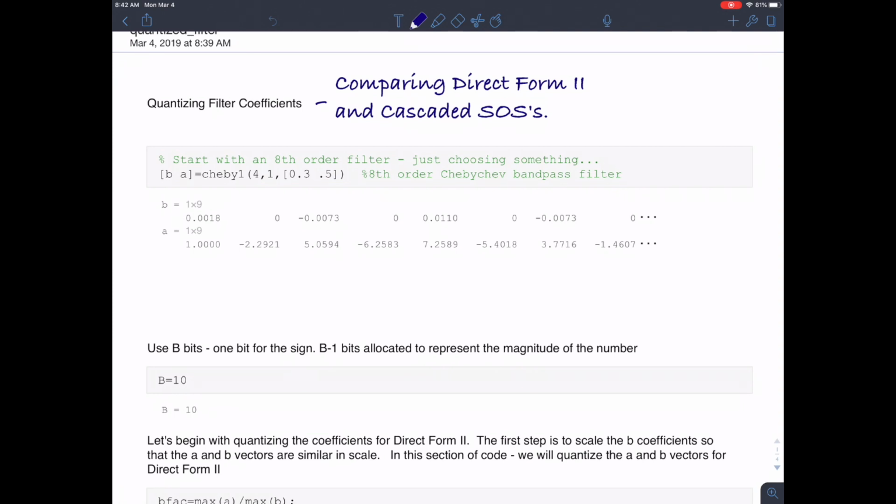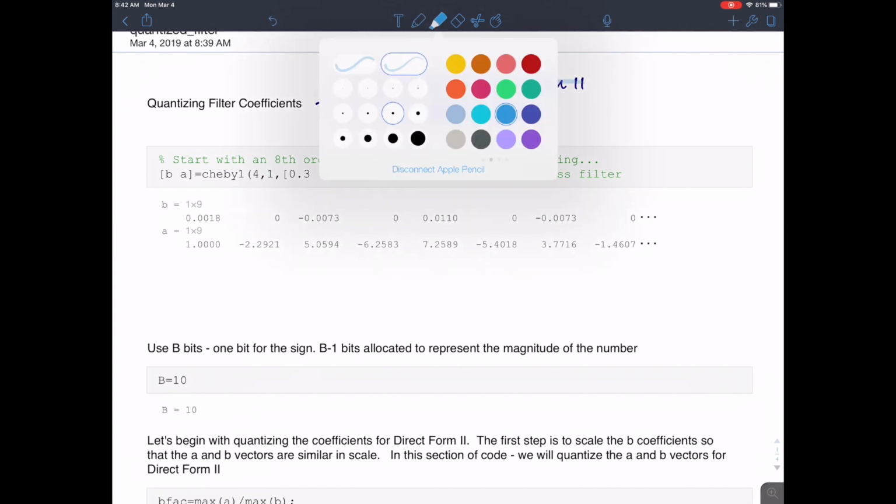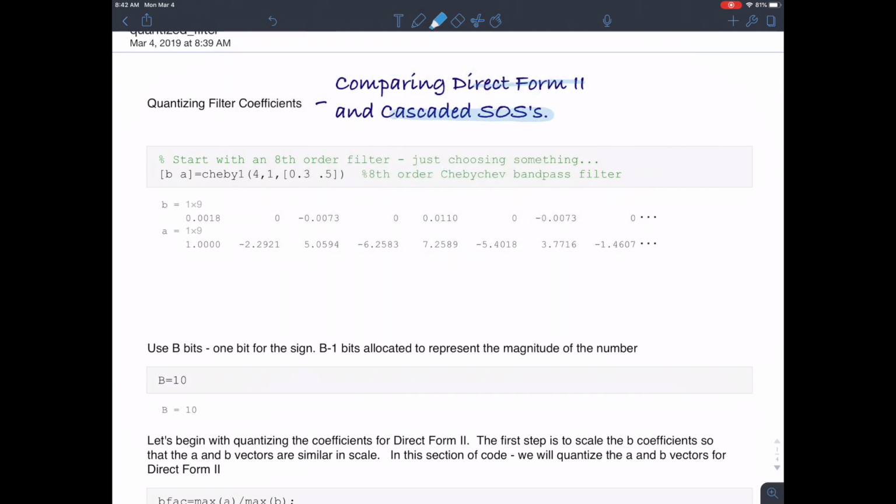Okay, in this video we're going to talk about some MATLAB code that I use to compare a direct form 2 realization with cascaded second order sections of the same filter coefficients. The difference here is we're going to implement a filter using fixed point math, so there's a finite number of bits that we can use to represent each of the filter coefficients. We're going to have to quantize these filter coefficients to fit within a certain number of bits, and we want to compare the two different ways of implementing this type of filter.